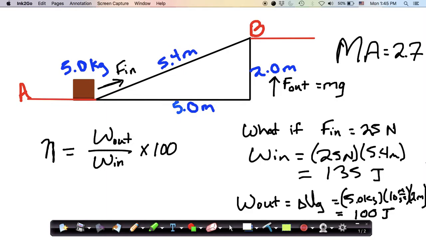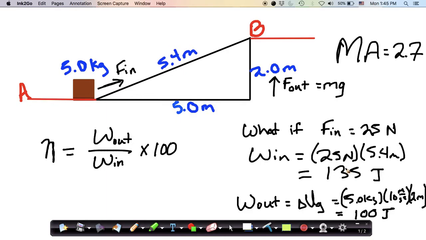So if we think about this conceptually, we're actually doing 100 joules of work on the box, but the input force, the pushing force, is really doing 135 joules of total work. So we have to account for that difference. Where does the other 35 joules go? Most likely the majority of that is going to be dissipated as heat due to friction between the box and the incline.